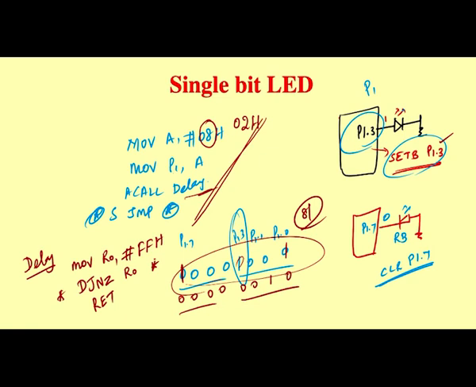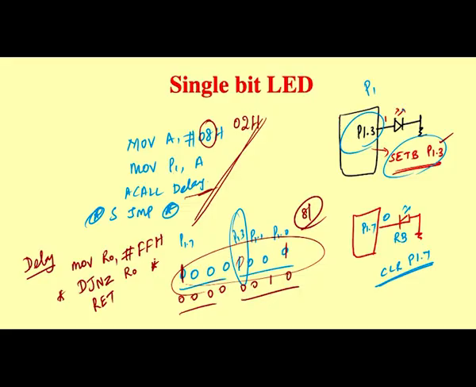Now 08H is loaded into the accumulator. Whichever port you want, suppose port 1, you write MOV P1, A. Now the corresponding data, which is 08, is moved to port 1. So in port 1 only P1.3 has 5 volts, the remaining are at 0 volts. So only this LED will glow, the remaining LEDs will be off, or there is no need to connect the other LEDs at all. Now if you wish, you can use a call to delay. This is a simple program to activate the particular bit.